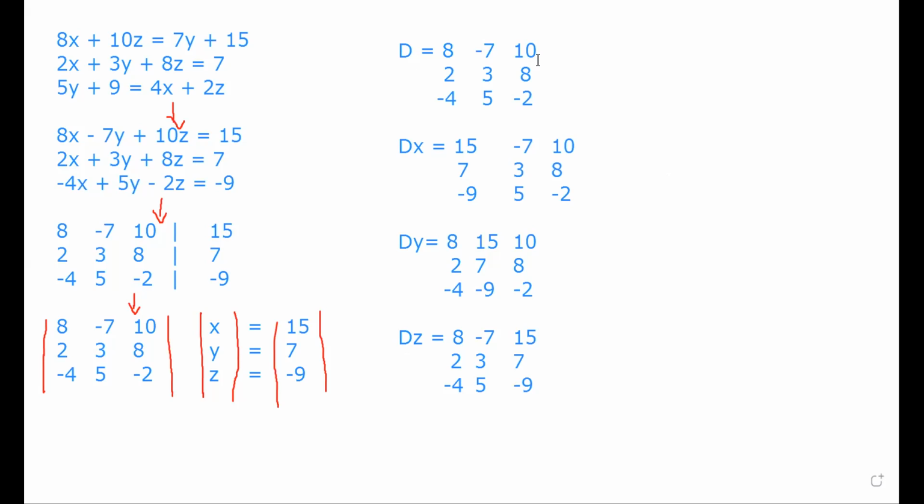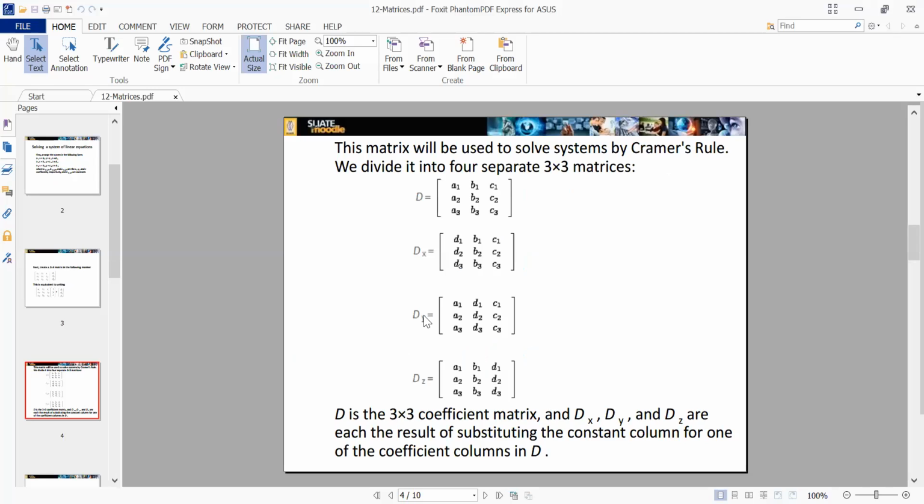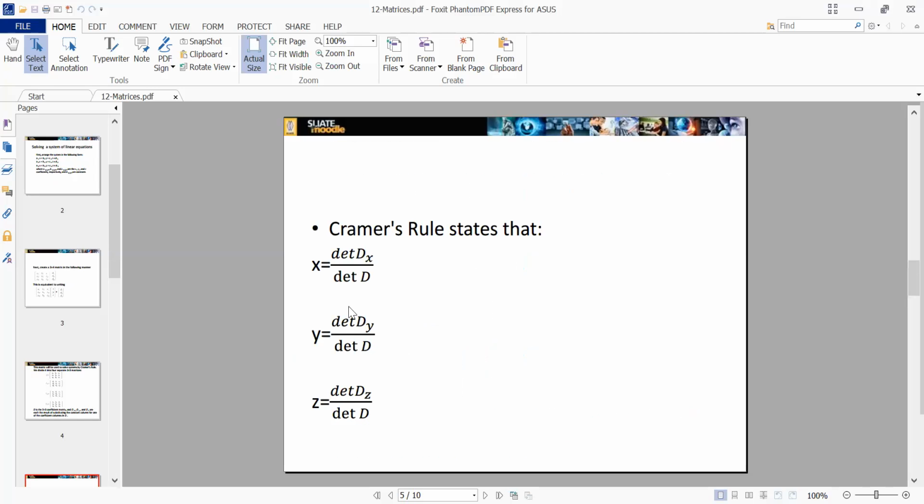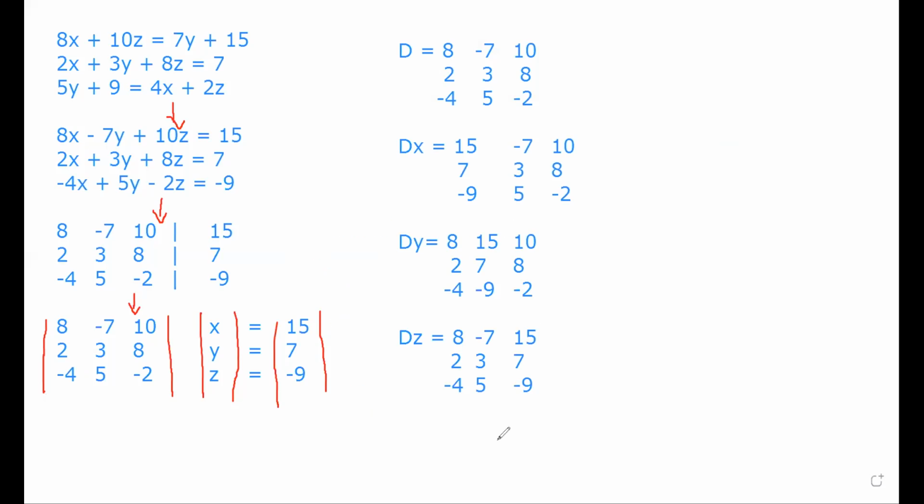Okay, now the next step is, if you find D, dx, dy, dz, you can directly find x, y, z, but before that you have to find the determinant of dx, the determinant of D, the determinant of dy, and the determinant of dz. We have already discussed how to find these determinants. So if you have any doubt, please go back to the previous notes and look at how to find those values.